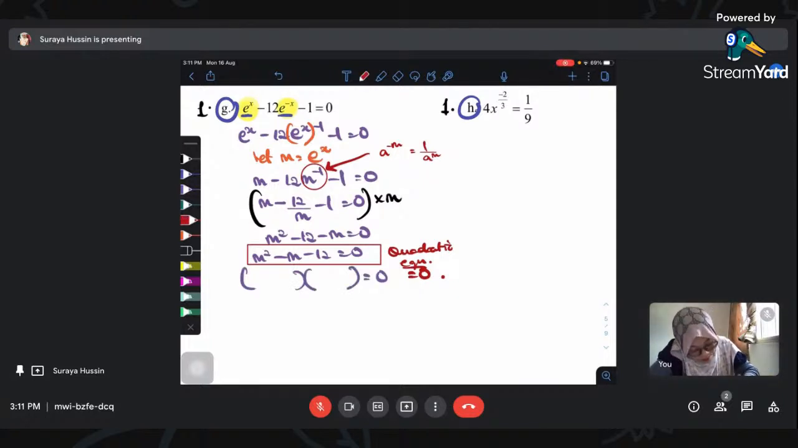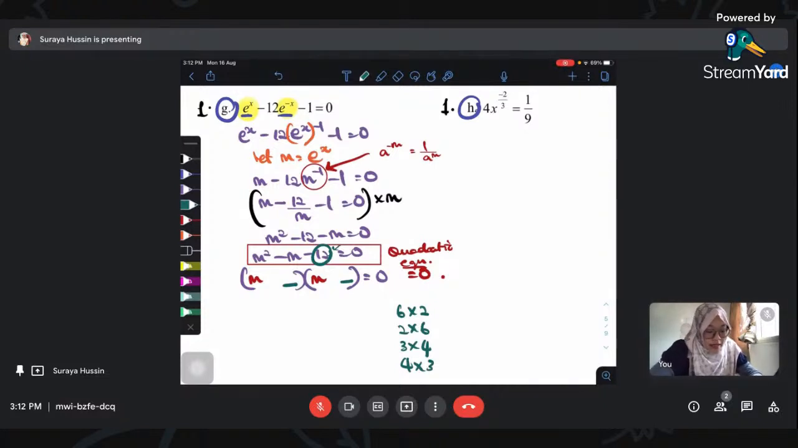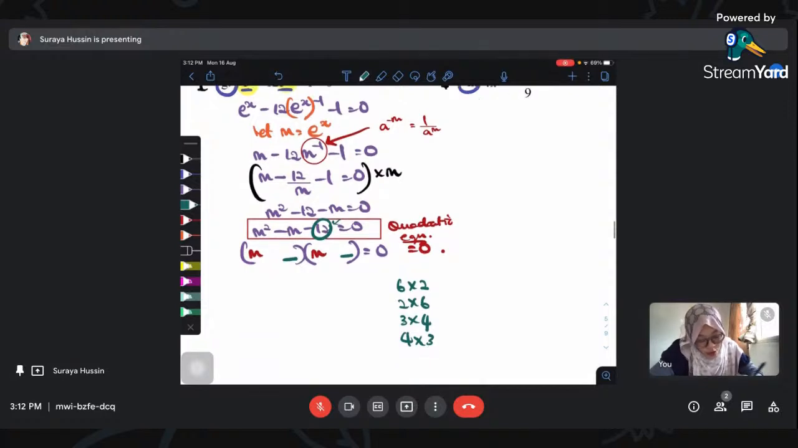Okay, m darab m is m squared. Okay, and then nombor apa yang darab apa dapat 12. So you akan ada 6 darab 2, 2 darab 6, 3 darab 4, 4 darab 3. Betul tak? So these are the numbers. And then you padam benda ni, you akan try and error. Oh ni tolak ke ni tambah? Ni tambah ke ni tolak? Macam tu. You gotta think.